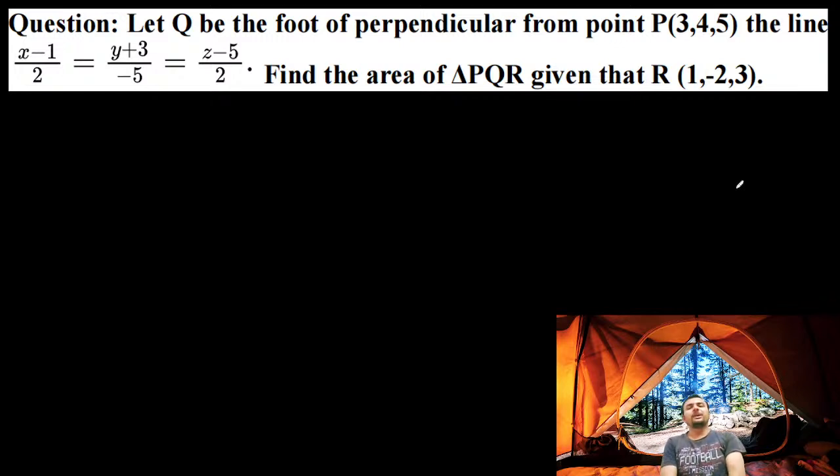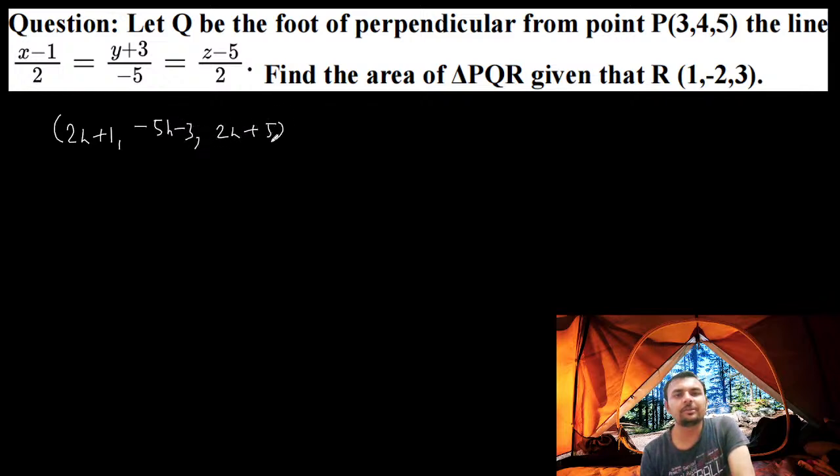Let Q be the foot of perpendicular from point 3, 4, 5 to the line. So P is the point and Q is the foot of perpendicular. So the point on the line will be 2 lambda plus 1, minus 5 lambda minus 3, 2 lambda plus 5. This is the point Q. P is 3, 4, 5. We can say that PQ vector dot 2, minus 5, 2 equal to 0.